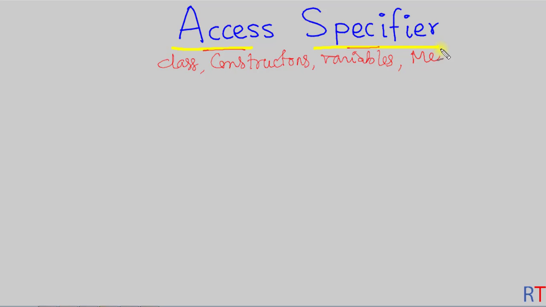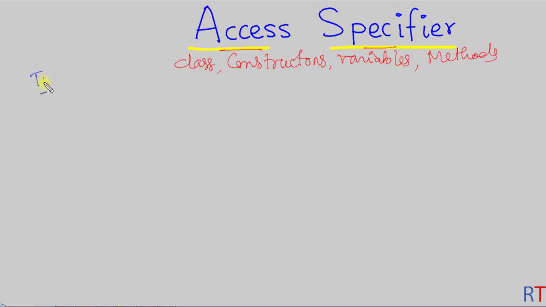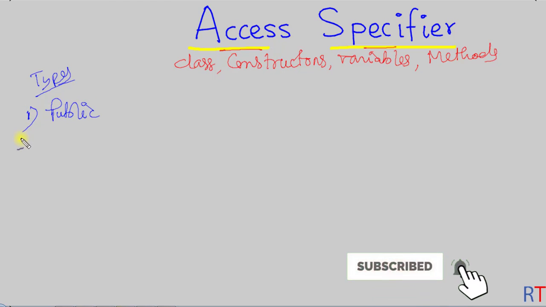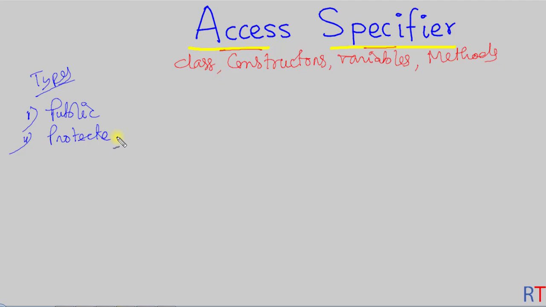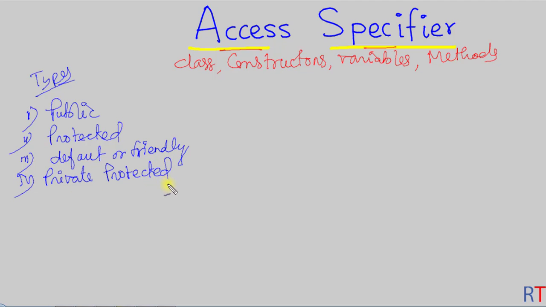be used with methods. The types of access specifiers are: number 1, public access specifier; number 2, protected access specifier; number 3, default or friendly access specifier; number 4, private protected access specifier; and number 5, private access specifier. So these are the types of access specifiers available in Java.